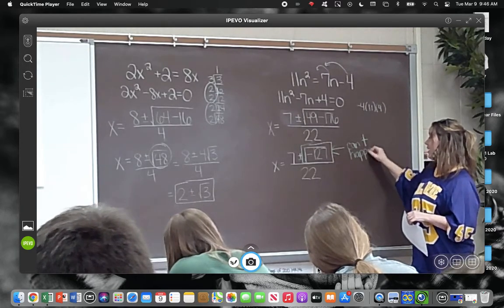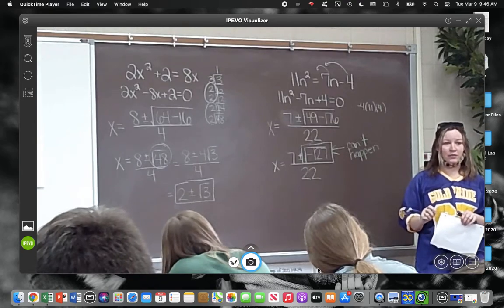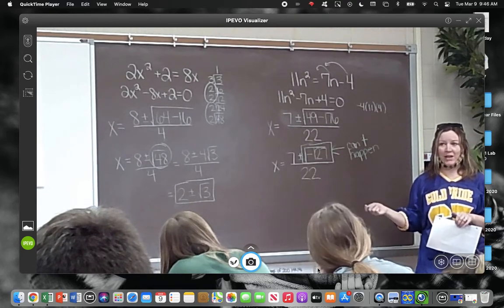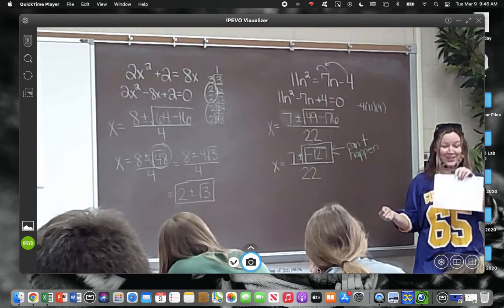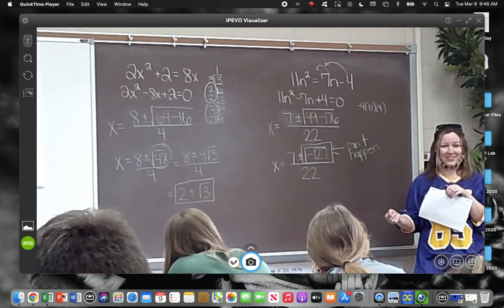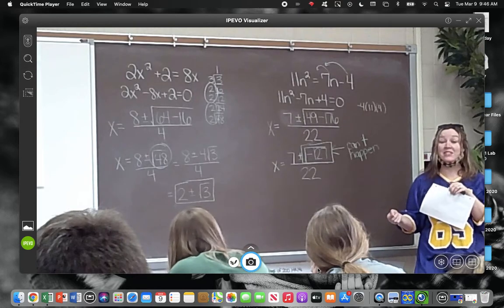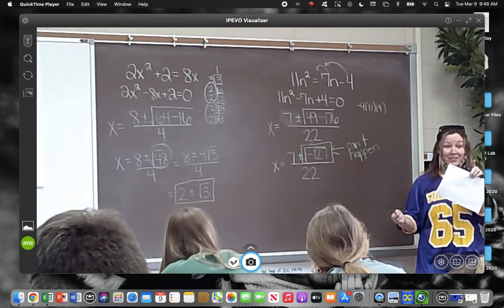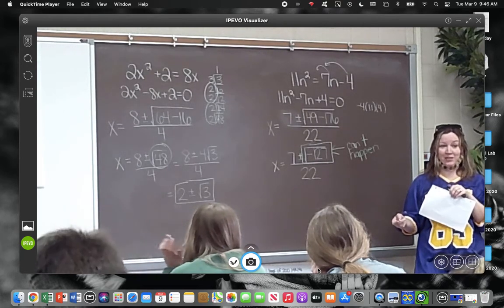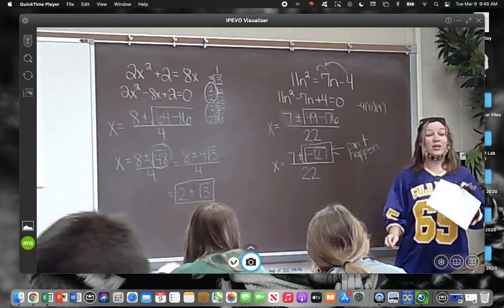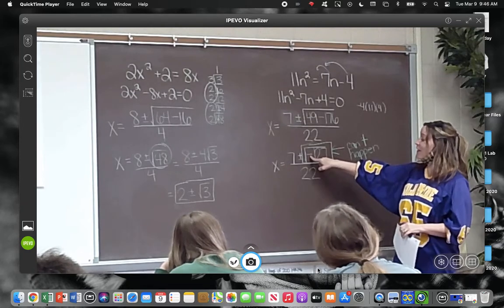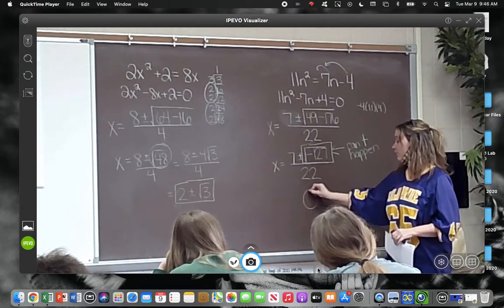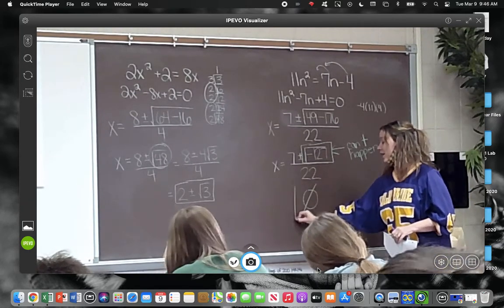So if we cannot get an answer, what do we write whenever we don't have an answer for something? What are you thinking, Gracie? You wouldn't put 0. That's a good thought. It's no solution. 0 is a number, 0 could be an answer. So if you have a negative square root, that's a no solution.